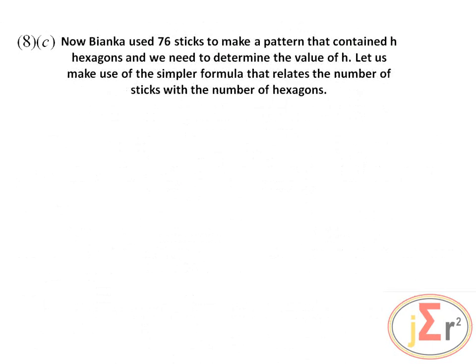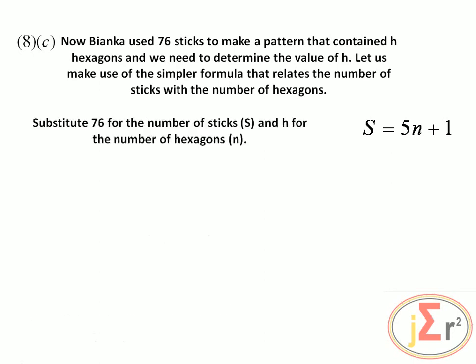Now, Bianca used 76 sticks to make a pattern that contained 8 hexagons, and we need to determine the value of h. Let us make use of the simpler formula that relates the number of sticks with the number of hexagons. Bianca uses 76 sticks. So S is 76 and the number of hexagons we do not know. So let us substitute 76 for the number of sticks S and h for the number of hexagons, which we have here to be n. So we will replace n with h and S with 76.